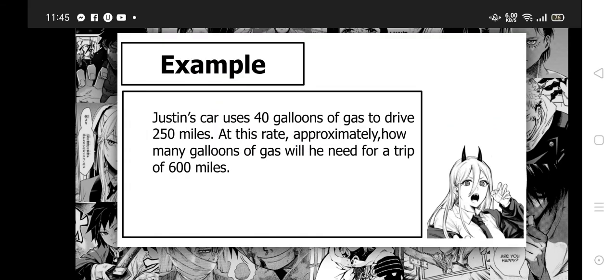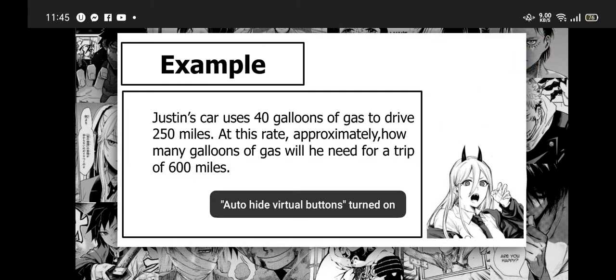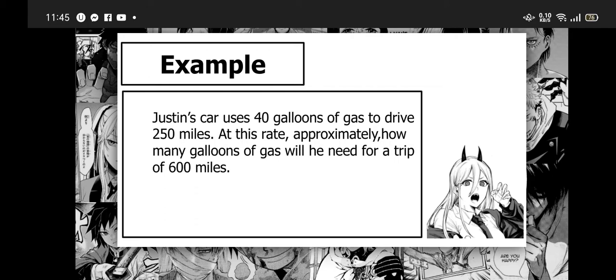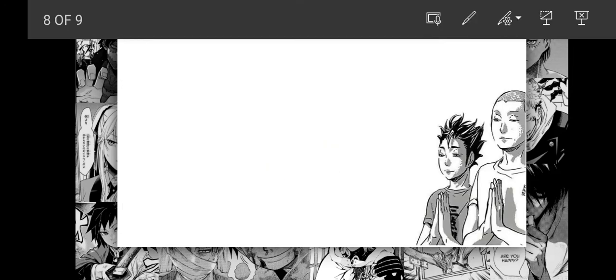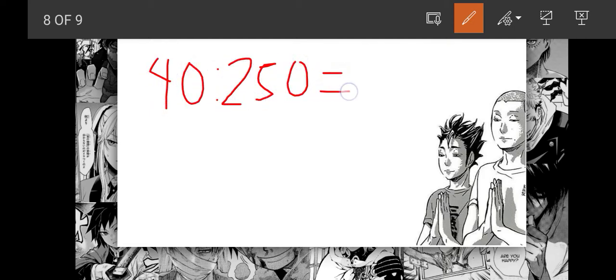We have another example right here so that we can show to all of you how we can solve it if it's a problem. Justin's car uses 40 gallons of gas to drive 250 miles. At this rate, approximately how many gallons of gas will he need for a trip of 600 miles? We have 40 is to 250 is equal to the number of gallons needed, x, is to 600 miles.